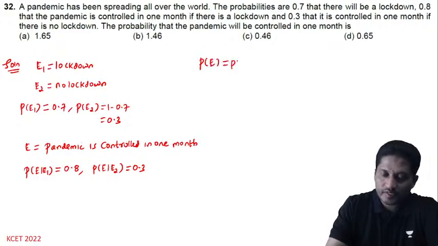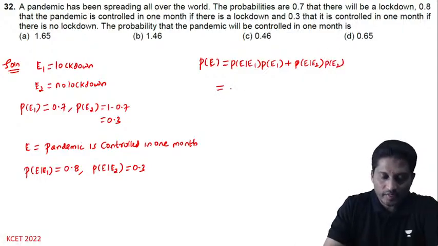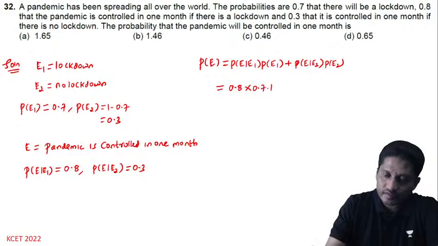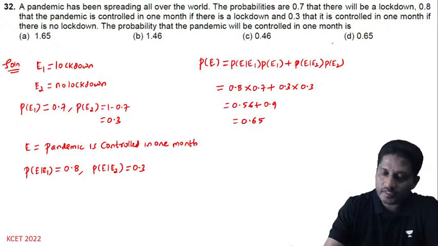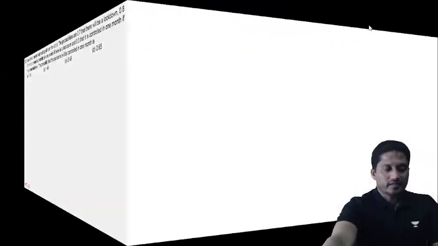P of E is equal to P of E given E1 into P of E1 plus P of E given E2 into P of E2. Alright, now if I substitute here, probability of E given E1 is 0.8 and P of E1 is 0.7. P of E given E2 is 0.3 and probability of E2 is 0.3. So this is 0.56 plus this is 0.09, which is equal to 0.65. Answer is option D. Let's move to the next question.